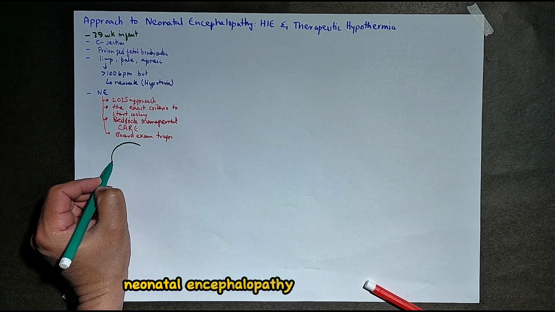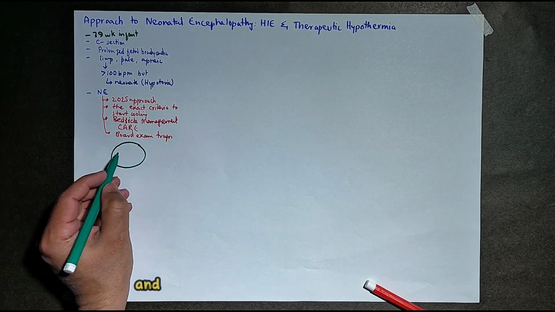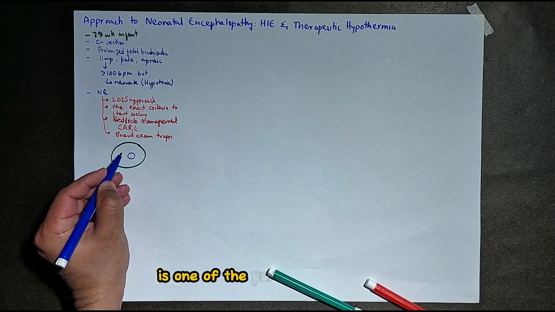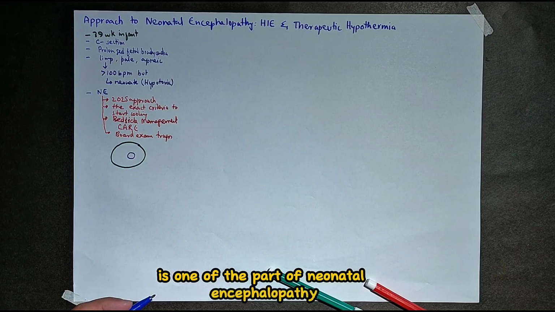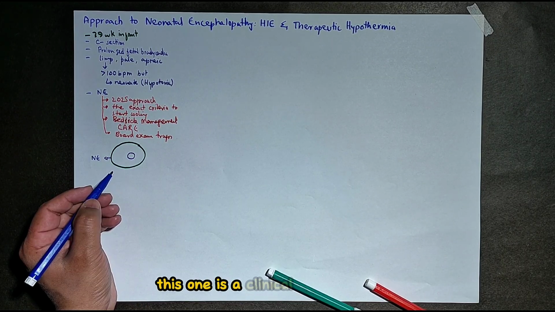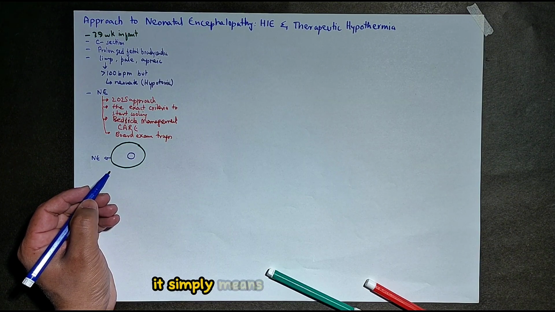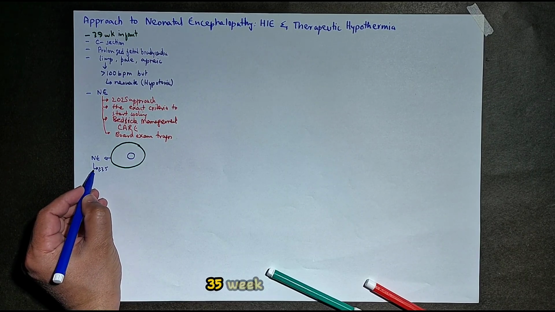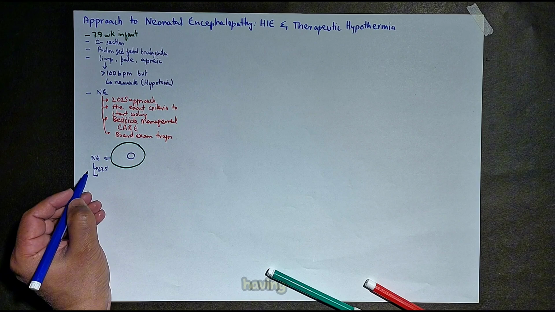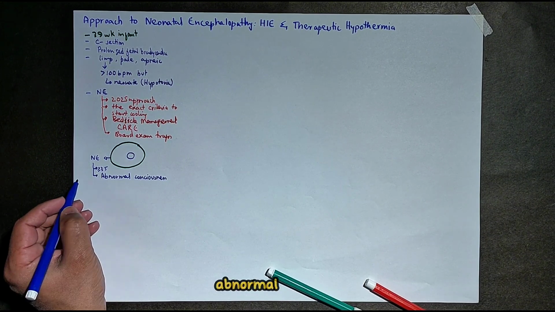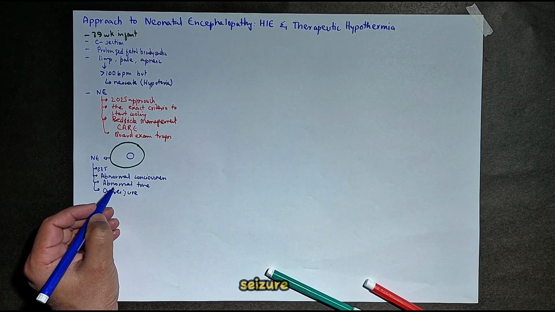Neonatal encephalopathy is a broad term, and hypoxic ischemic encephalopathy is one part of neonatal encephalopathy. Neonatal encephalopathy is a clinical description. It is not a diagnosis. It simply means a baby of 35 weeks or more having abnormal consciousness level, abnormal tone or seizure.